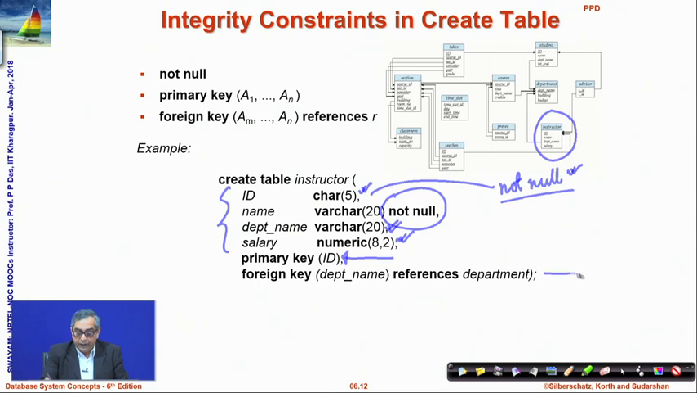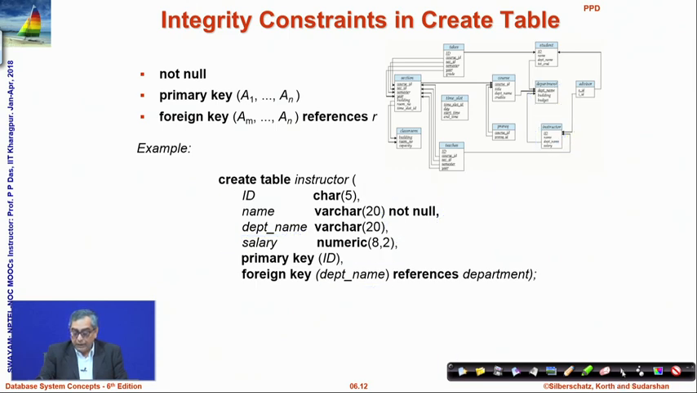Similarly, we have the third integrity constraint, which is foreign key, which says that it is referencing this table department, and the foreign key of this is here the department name. This particular field is a foreign key which is a key of the department table, and so we will be able to refer to it from this table as a foreign key, and we know that it will be a key in the department table. So, these are the ways to specify the integrity constraints.